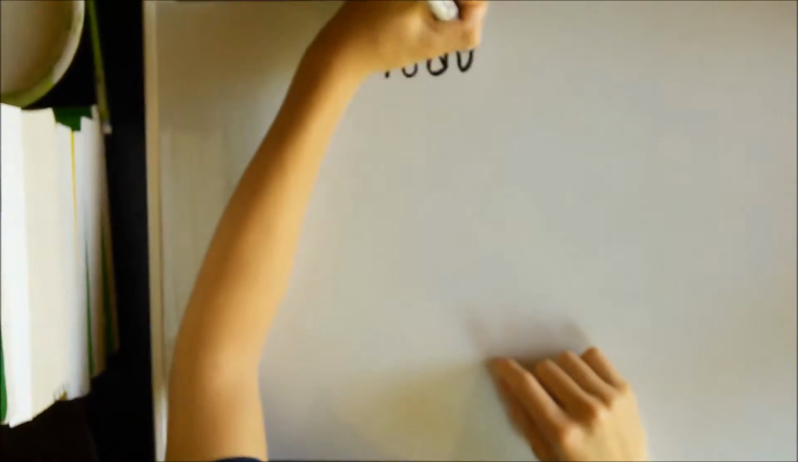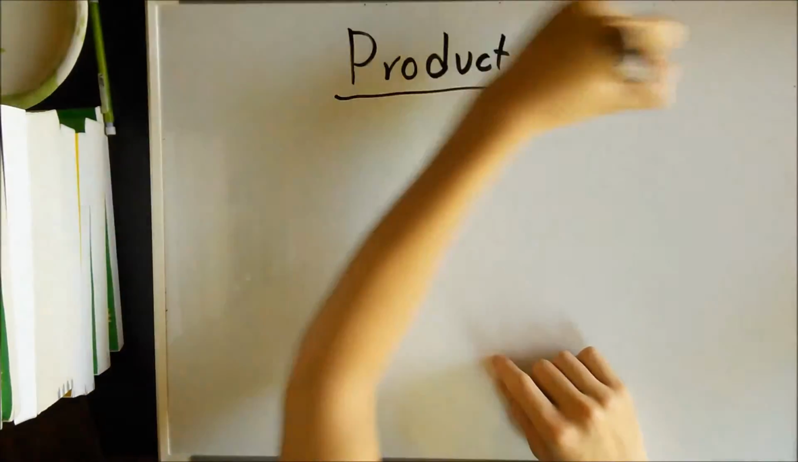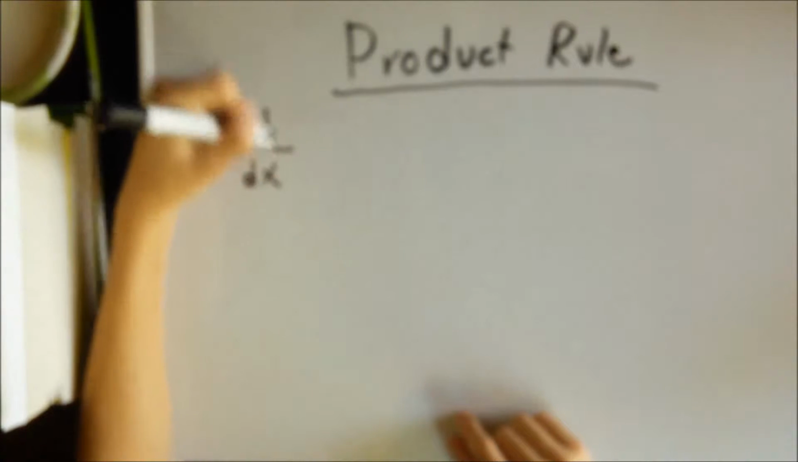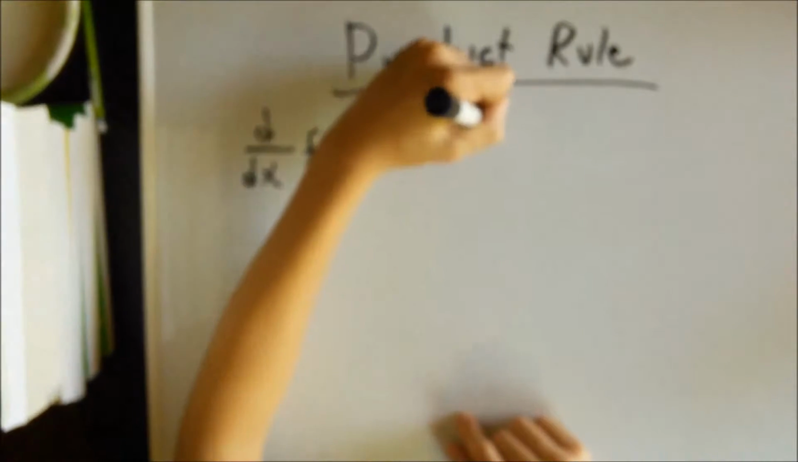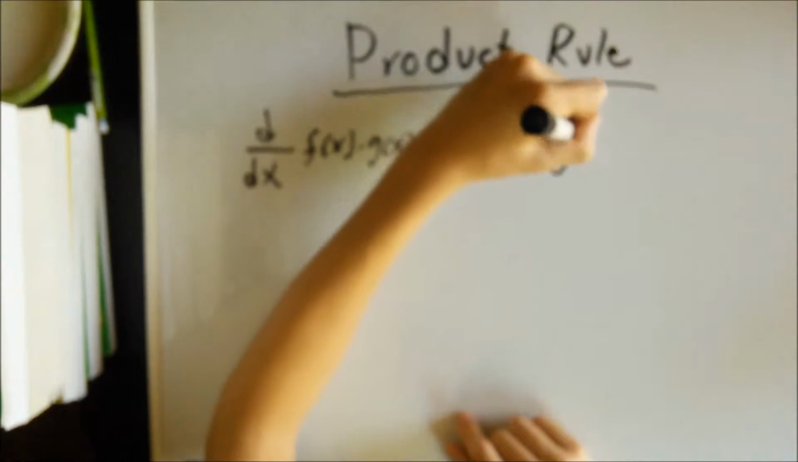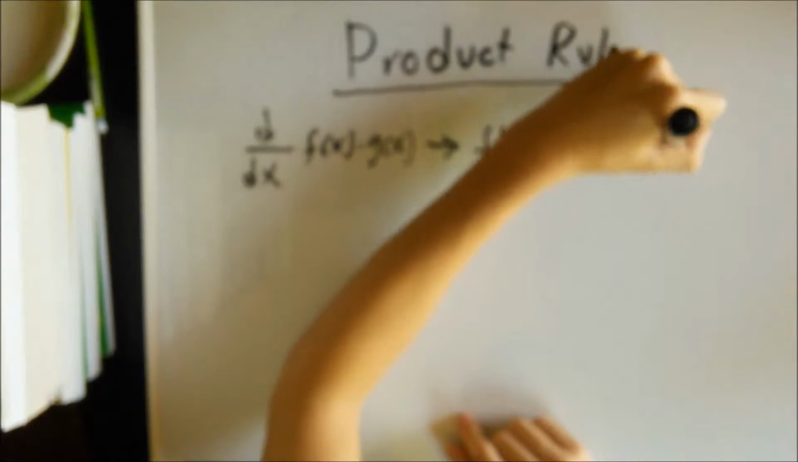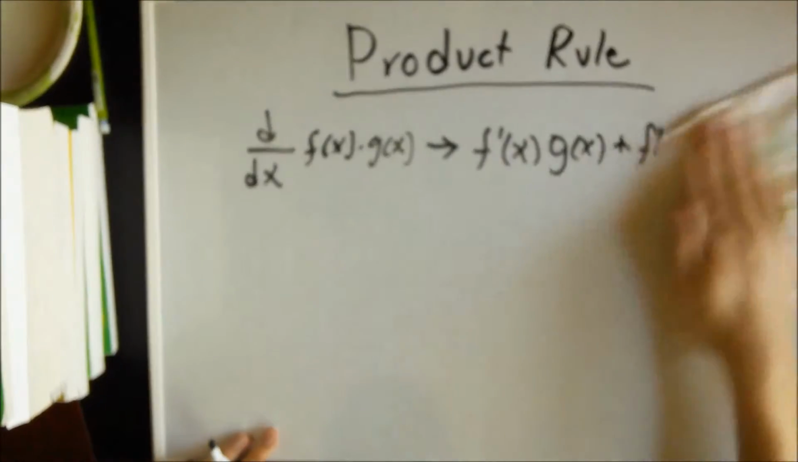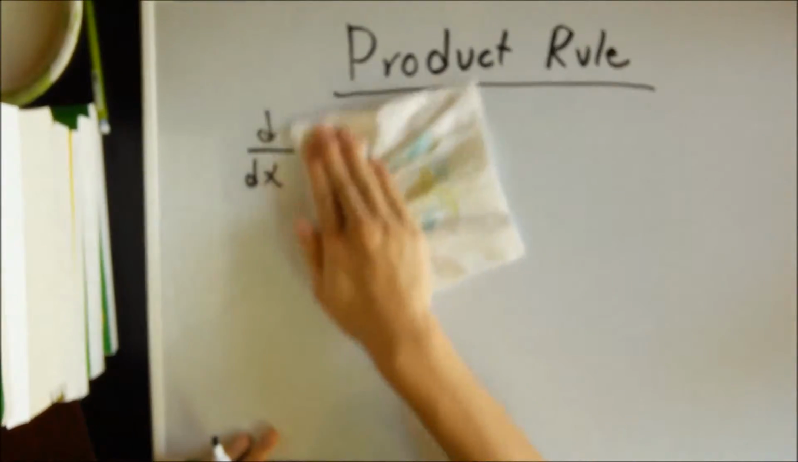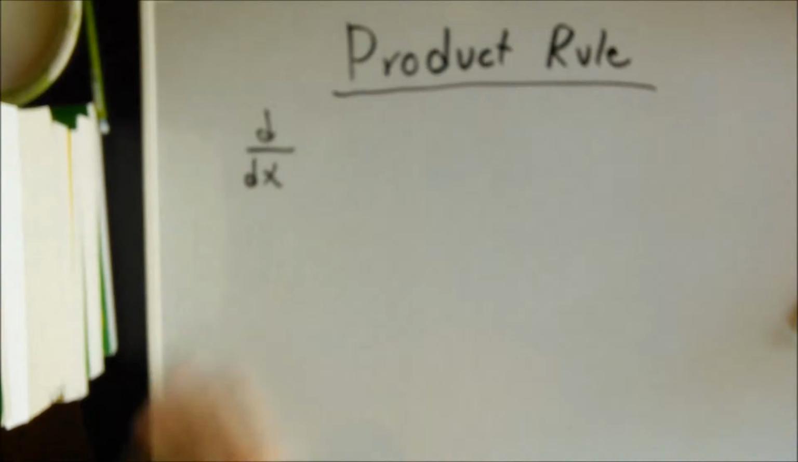So product rule, like I said earlier, involves taking the derivative of a function times another function. And after you've taken the derivative, the general format should be the derivative of the first function times the second function plus the derivative of the second function times the first function. So let's do an example just to make sure you're clear.